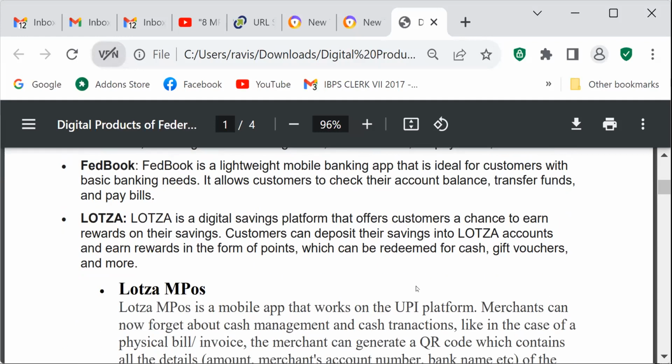Lotsa. Lotsa is a digital savings platform that offers customers a chance to earn rewards on their savings. Customers can deposit their savings into Lotsa accounts and earn rewards in the form of points, which can be redeemed for cash, gift vouchers, and more.